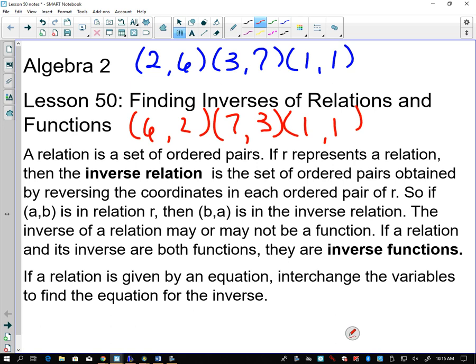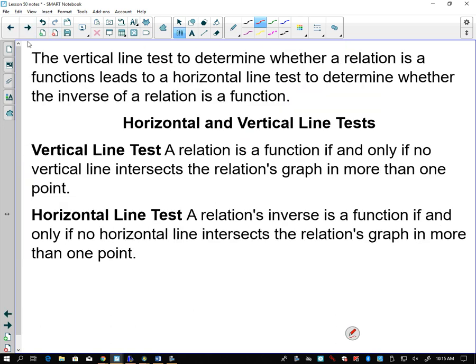Okay? So if a relation is given by an equation, we follow 2 rules. One, we interchange the variables, and we find the equation for the inverse. Basically, well, we'll see here in a second. I'll show you. Let's write an equation in slope-intercept form. Let's say y equals what, x? Give me a number. 5x plus or minus. What do you want? Minus. Give me another number.